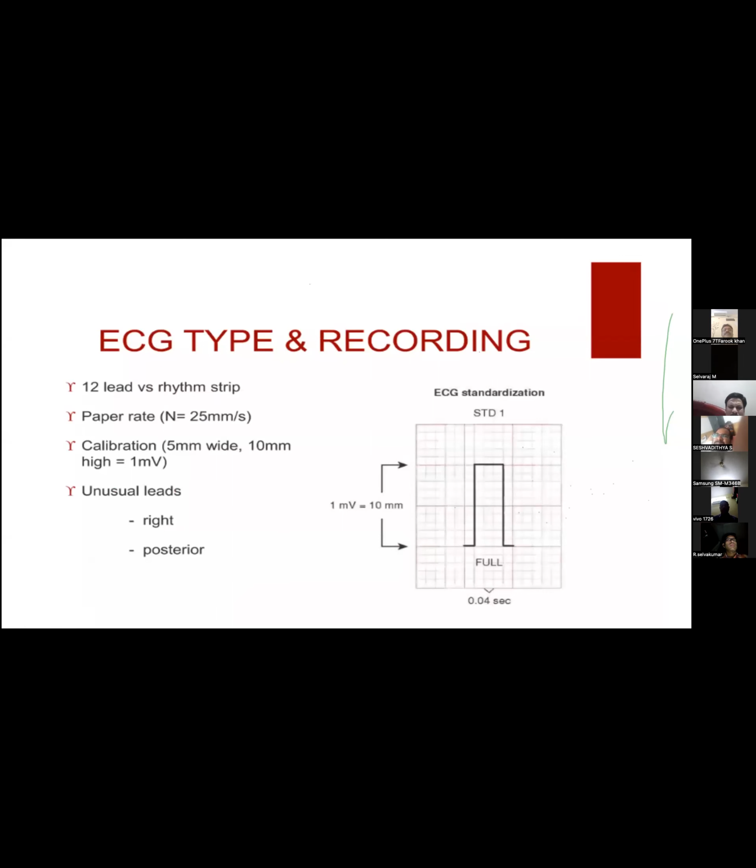So next, what you need to do is look at whether the ECG is completely standardized or not. So how do you want to look at the standardization?